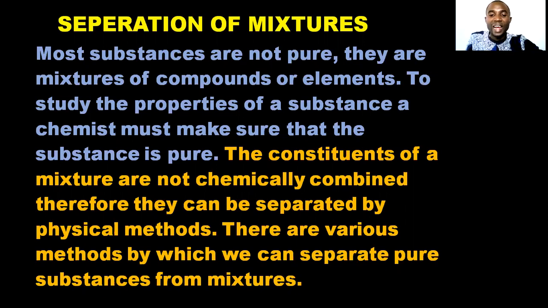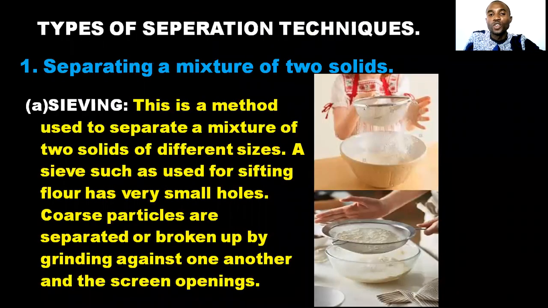All right. Therefore, there are different methods by which we can separate pure substances from a mixture. Okay, number 1, we need to note the types of separation techniques. We are going to divide them based on the nature of the mixture. Number 1 is separating a mixture of 2 solids. When 2 different solids are mixed together, we have different techniques to separate them. So I group them based on the nature of the substances that are mixed together.